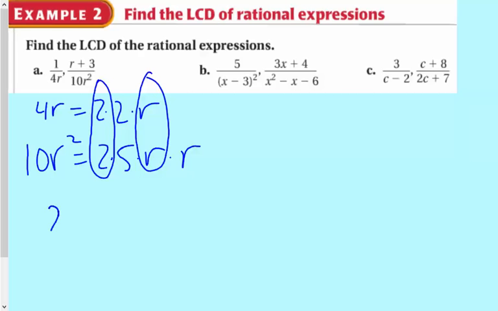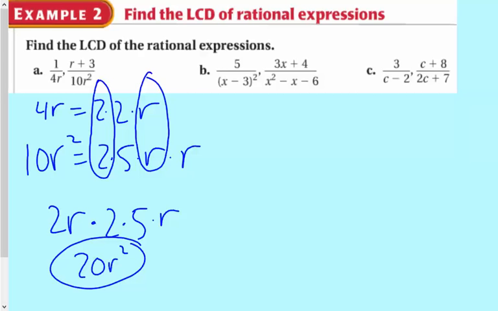You're going to write those out once, 2r. Then you're going to write down every other factor that's not in common. So 2 times 5 times r. What this does for us is make sure you have the least common denominator. So you have 2 times 2 is 4, times 5 is 20, and then you have r squared. So that would be your least common denominator, 20r squared. It means 4r goes into 20r squared, and 10r goes into 20r squared.